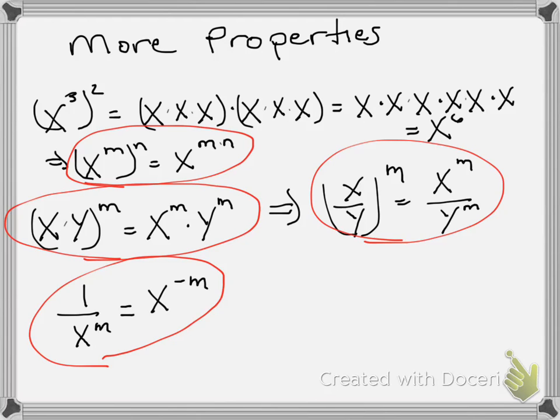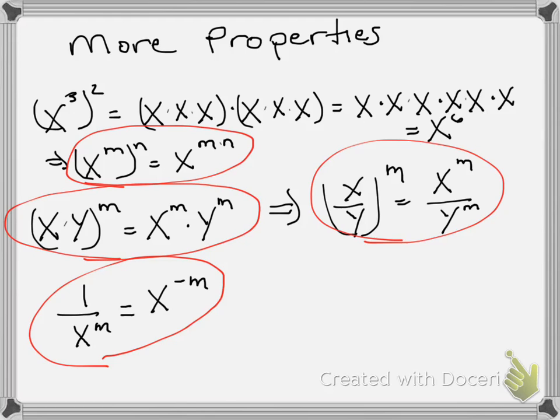Another one that is very useful is the fact that we can rewrite 1 over x to the m as x to the minus m. So that negative in front of the m indicates that it's actually 1 over x to the m. So that's a very useful rule.